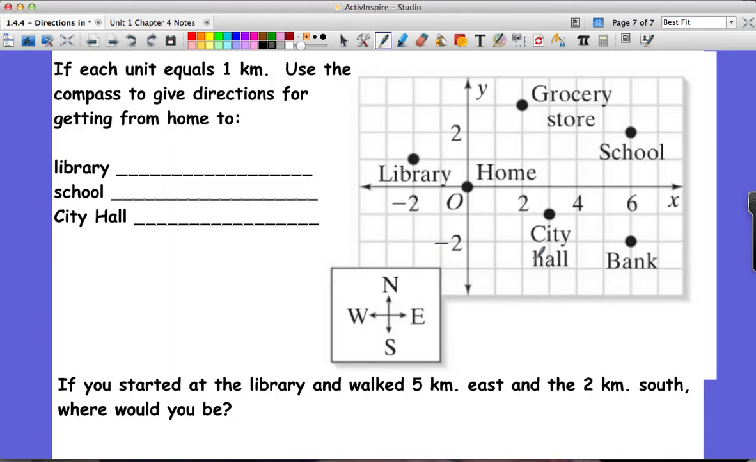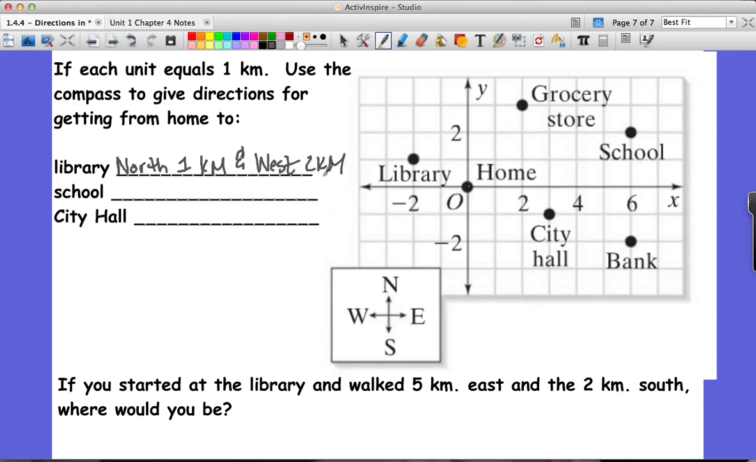Here we're going to talk about using a map and moving in directions on the map. So I'm going to do one example with you, and then you are going to finish the rest of these on your own. If each unit equals 1 kilometer, use the compass to give directions for getting from home to, the first one is library. So we start from home, and I know that to go to the library, I need to go up, which in this case is north. So I need to go north, not just 1, but 1 kilometer. And then I need to go left, which is west, 2 kilometers. So north 1 kilometer and west 2 kilometers.